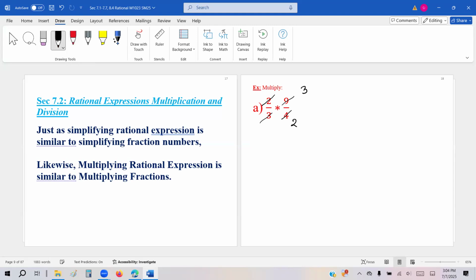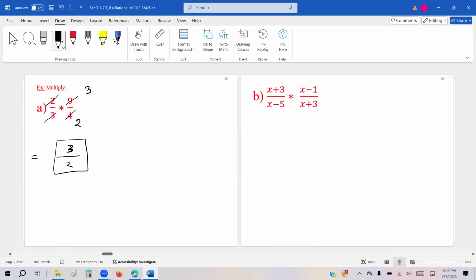I'm going to put a little bit of space. So what is our final answer? What do you want in the numerator? 3 and denominator? 2. So it's 3/2. So if you don't multiply across, you can always cross cancel. Not cross multiply, cross cancel.